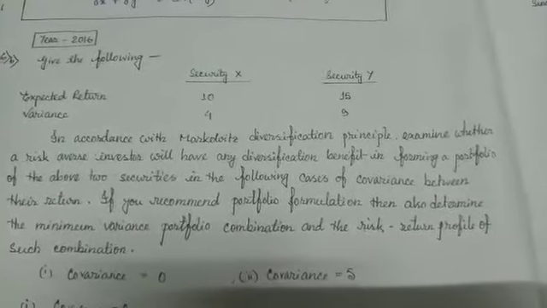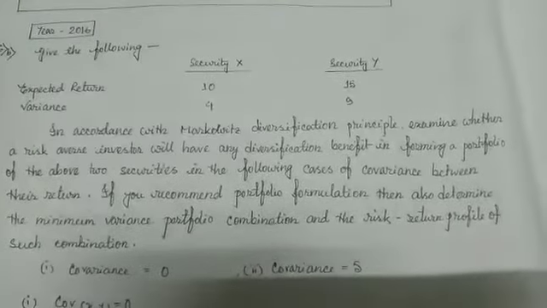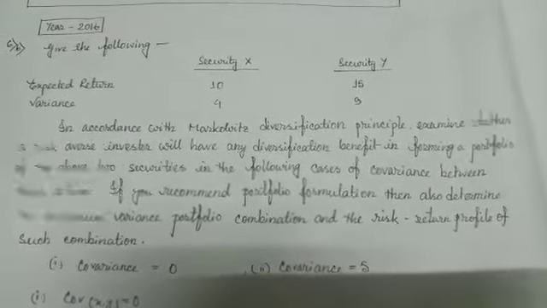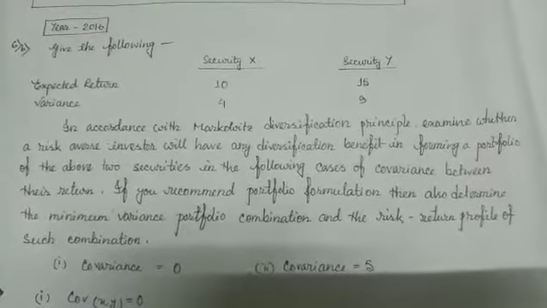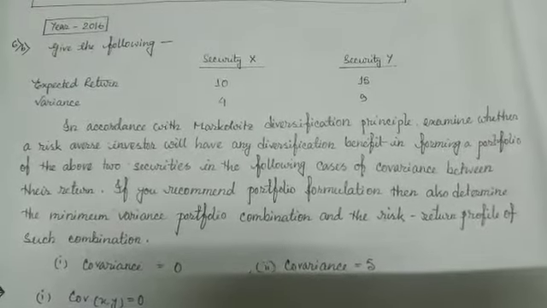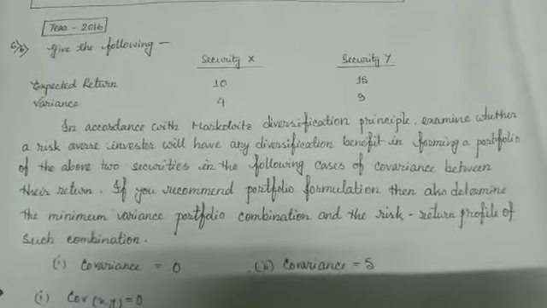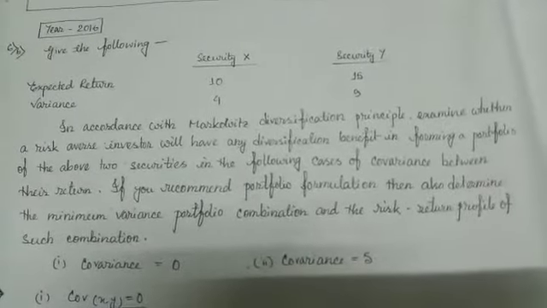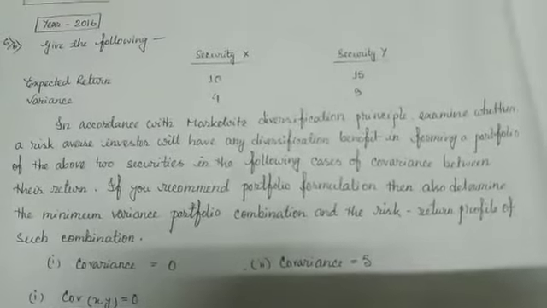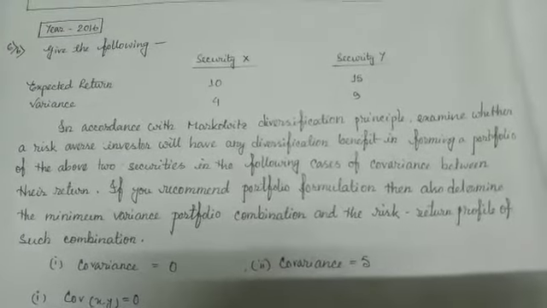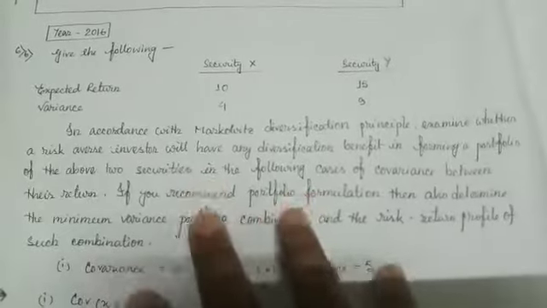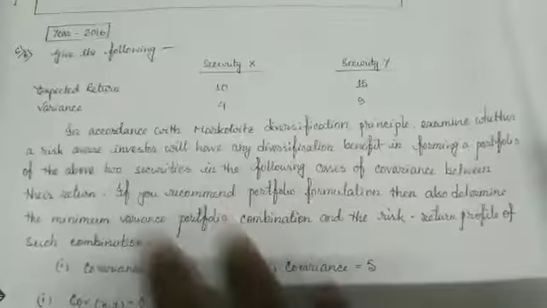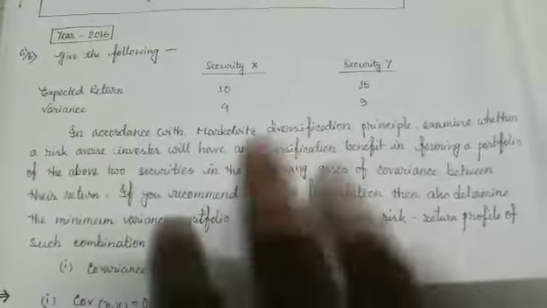In accordance with the Markowitz diversification principle, we have to examine whether a risk averse investor will have any diversification benefit in forming a portfolio of the above two securities in the following cases of covariance between their return. If you recommend a portfolio formulation, then also determine the minimum variance portfolio combination and the risk return profile of such combination. That means first we have to test whether there is any diversification benefit or not by constructing the portfolio. If there is diversification benefit, then we have to calculate the weight, and according to this weight we have to calculate the expected return and risk of the portfolio.